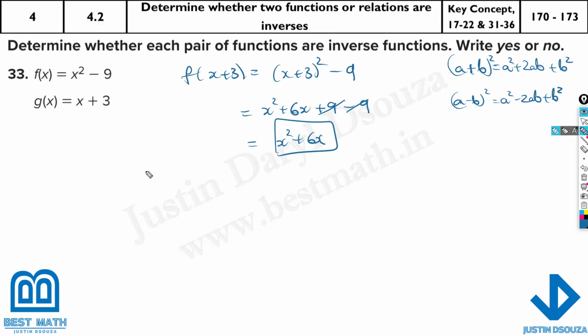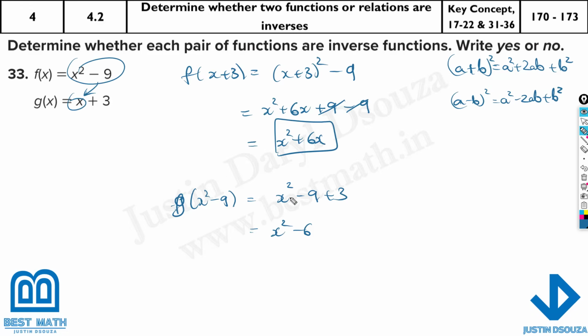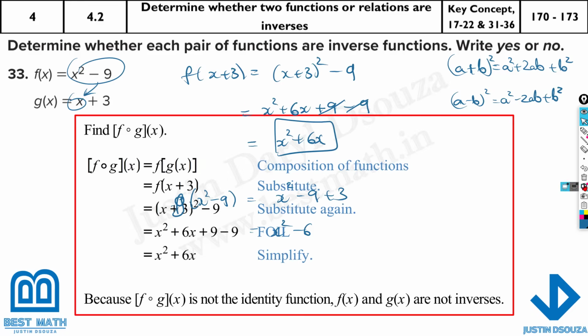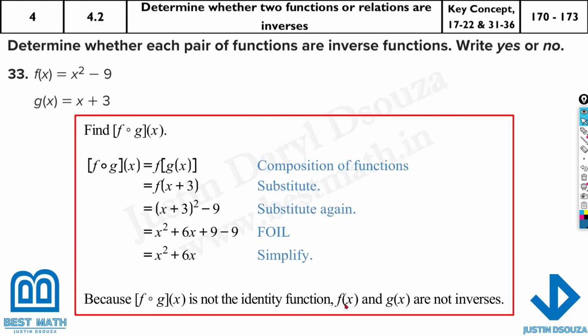Let's try the other way around as well. That is going to be g of x squared minus 9. Instead of x, we have x squared minus 9 plus 3. That is going to be x squared minus 6. So this doesn't make sense as well, isn't it? Now here we substitute this entire term instead of x. Now we are getting something else. It's not x. If we get one wrong in the first composition, just stop. You don't need to do it for both. But even if you do for both, they will prove that they're not inverse of each other.